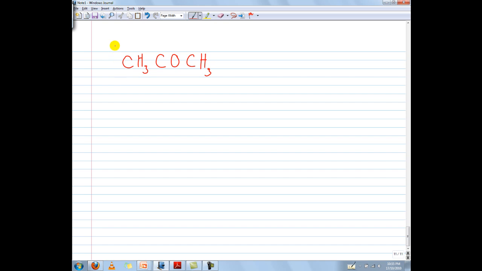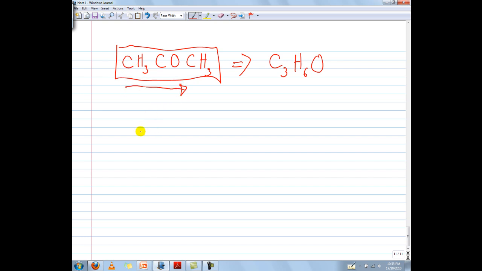Now, usually when you see a formula like this, it's kind of weird, because shouldn't it be C3, because there's 3 carbons, H6, because there's 6 H's, 3 plus 3, and 1 O? Wouldn't this be easier to write? Yes, it would. However, when we write a molecular formula like this, it's because they're trying to give you a hint on what the structure looks like. Here's what I mean. I'm going to start reading it from left to right. So I put the carbon here, and I see that it's bonded to 3 H's. So I'm going to put 3 H's here.